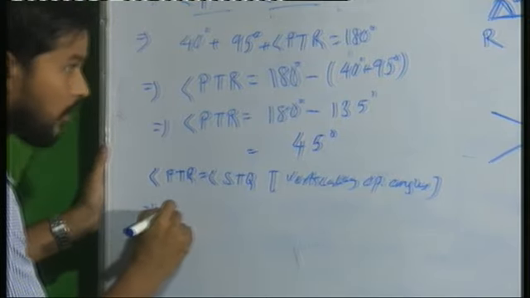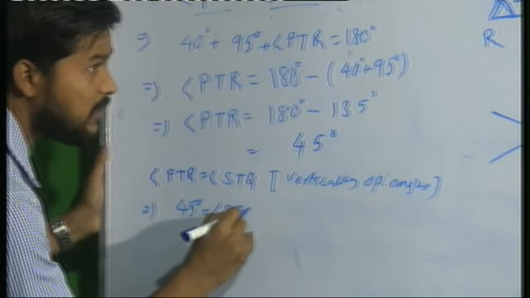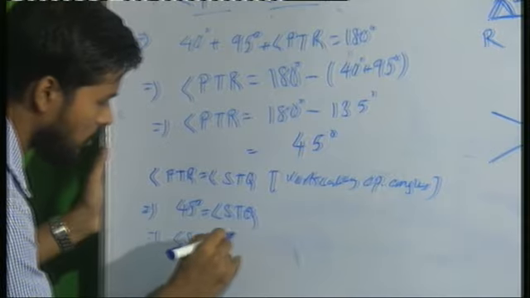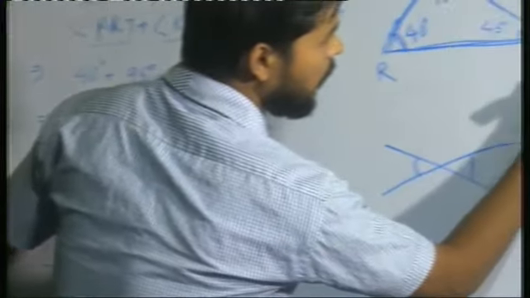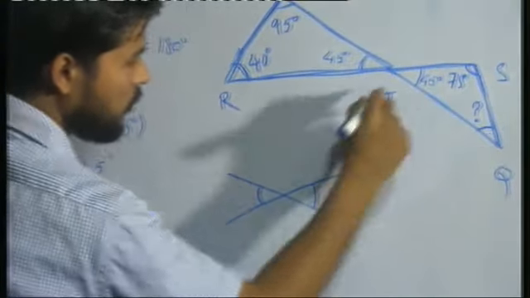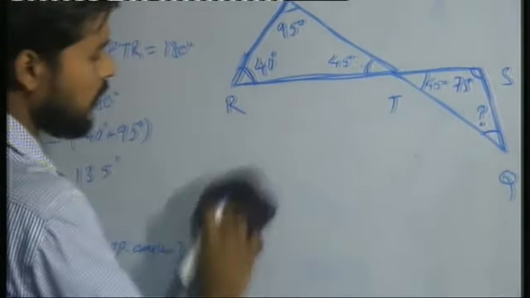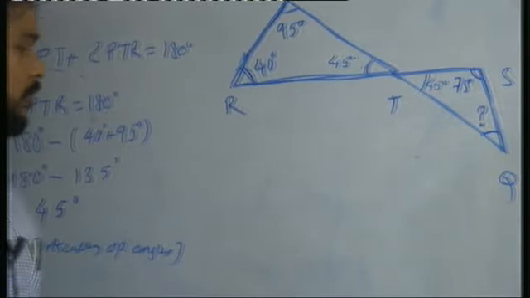So that means this 45 degree is equal to angle STQ. That means angle STQ is equal to 45 degree. So this angle is equal to 45 degree. Now if I consider this triangle, in that triangle, out of 3 angles, 2 angles are known. So we can easily calculate the unknown angle by using angle sum property.